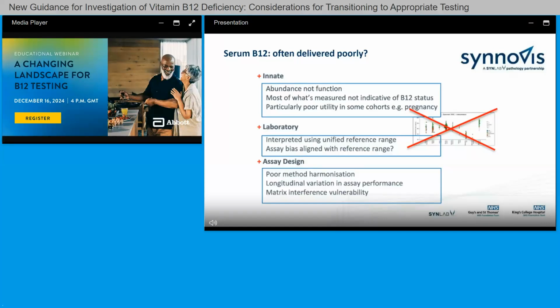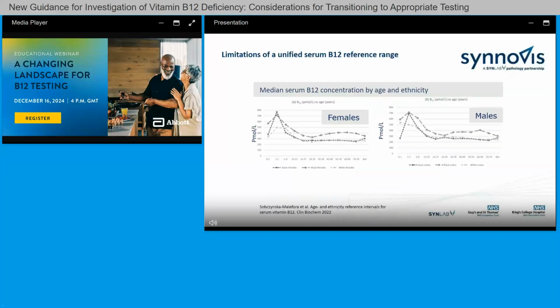So we don't have time today to go through all of these factors, but I thought I might just spend a little moment talking about the importance of using the correct reference interval. And I've referred to already unified reference ranges. So an audit in the UK, for example, shows that nearly all laboratories use a single reference range to interpret serum B12 results regardless of the age of the patient, regardless of the gender of the patient, regardless of the ethnicity of the patient. And does this matter? Well, we think it does.